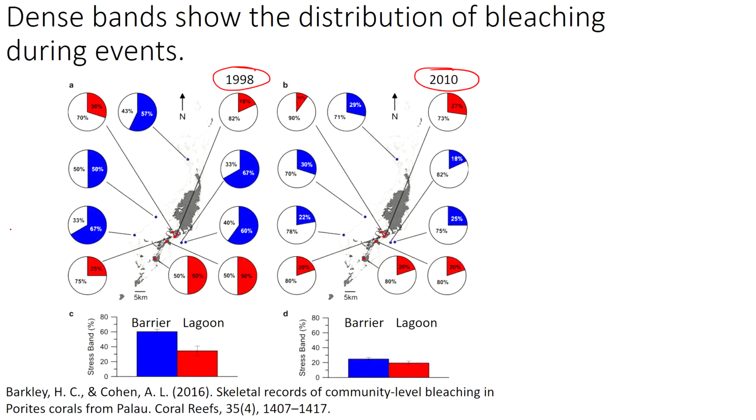So we can see actually that the type of response between these two different bleaching events was quite different. In 1998, it seemed to affect the barrier, outer lying regions of the reef more strongly than the inner lagoons, whereas in 2010, the response appeared to be more similar. So we can start to ask questions why that might have been, but we can only ask those questions if we have these kinds of proxy survey data.